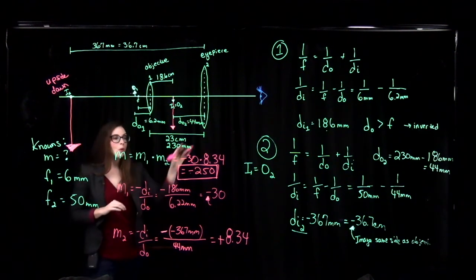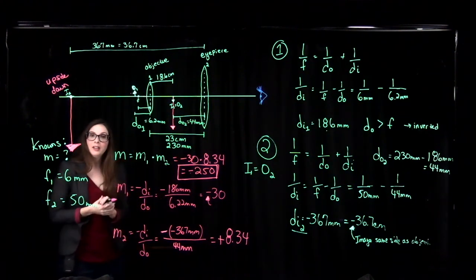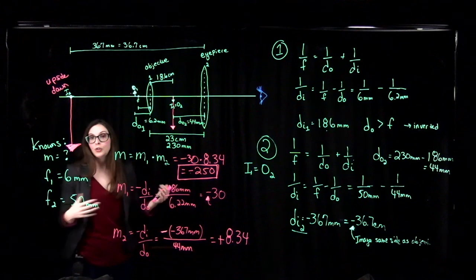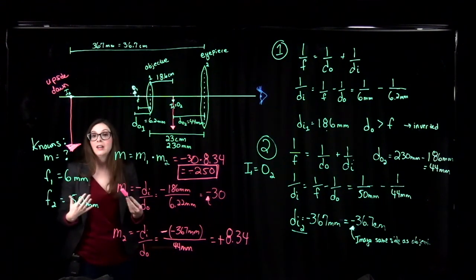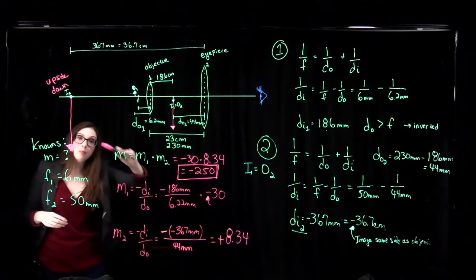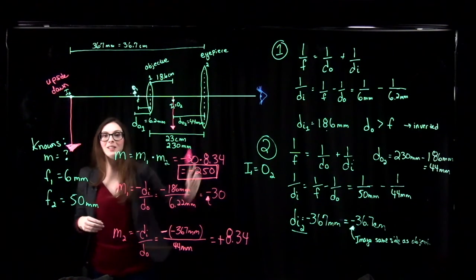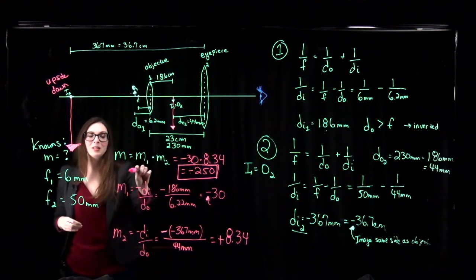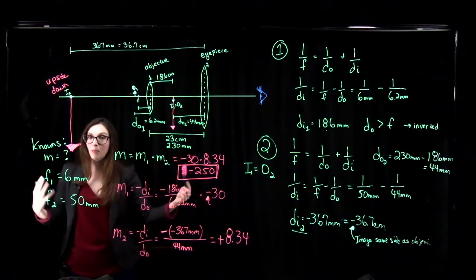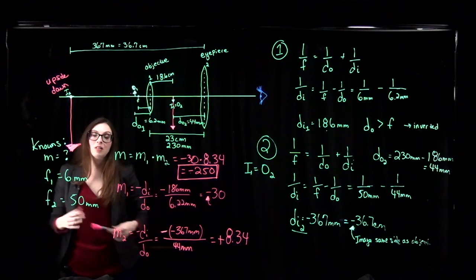So this is what we have to do using our thin lens equations in order to figure out the magnification of multi-lens systems. The more lenses you put in here, the more of these processes you have to go through, and then your magnification for the total system becomes a multiplication of the magnification for each individual lens.